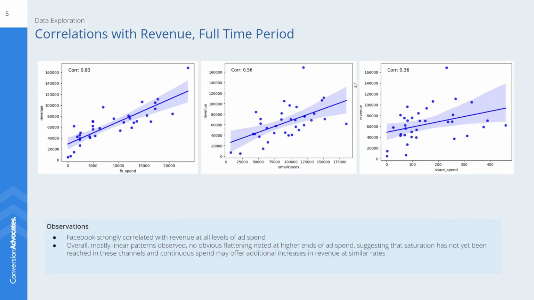This is just another way to look at correlations, with these scatter plots. You can see for Facebook spend, there's less variation around the line of best fit compared to these other channels. All of the dots, which are weekly spend in terms of Facebook and revenue, are most closely centered around this line. That's what it looks like visually when variables are more correlated, versus email opens and Share a Sale. They are positively correlated as an overall trend, but there's a lot of variation week to week.